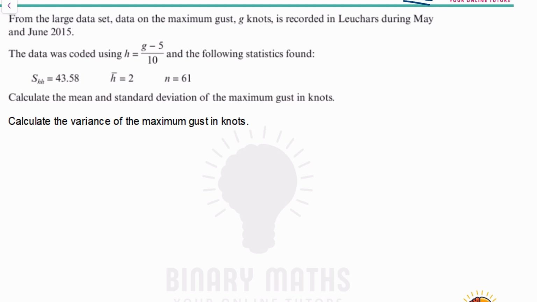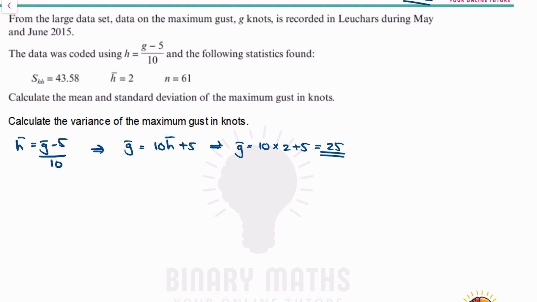Okay, so we have H bar is equal to (G bar minus 5)/10. So we want to find G bar, so I need to rearrange to make G bar the subject of the formula. So I get 10 times H bar plus 5, which implies G bar is equal to 10 times H bar, which is 2, plus 5, which is 25.